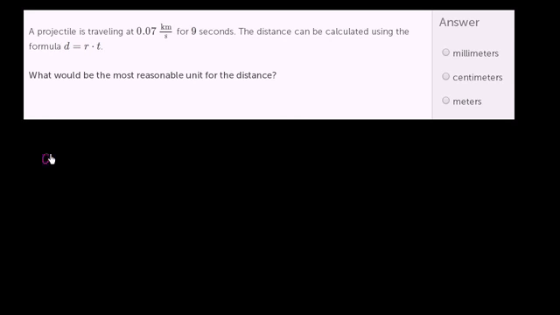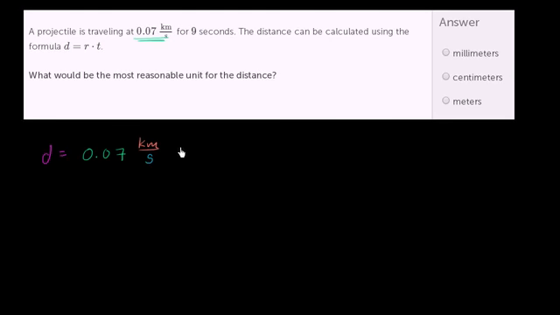We can say that distance is going to be equal to the rate, and they've written the rate in kind of a strange way, but I'll just write it that way for now. Distance is equal to 0.07. I'll write kilometers in orange, and I'll write seconds in blue. So 0.07 kilometers per second, that's its rate, for 9 seconds.